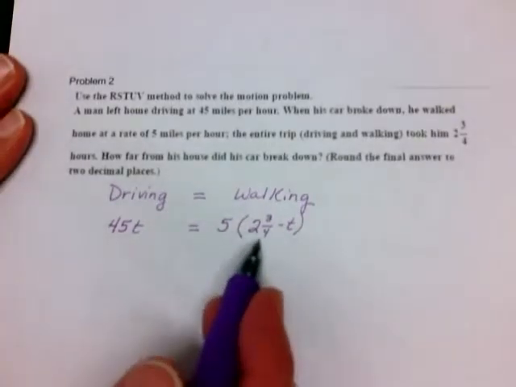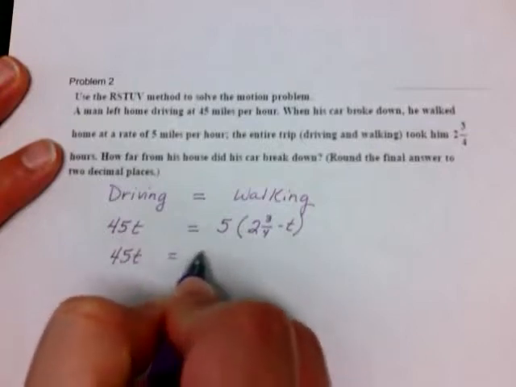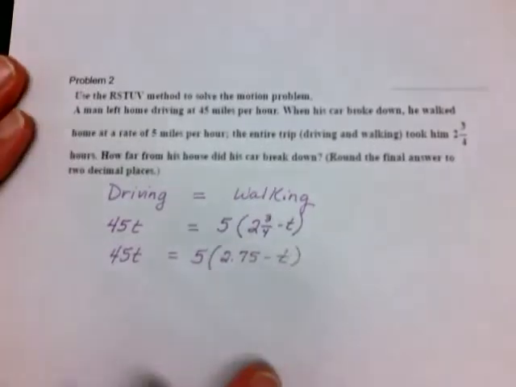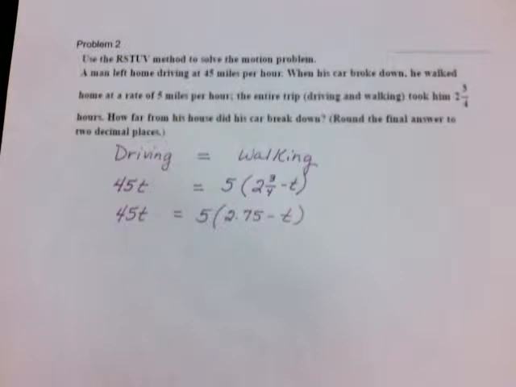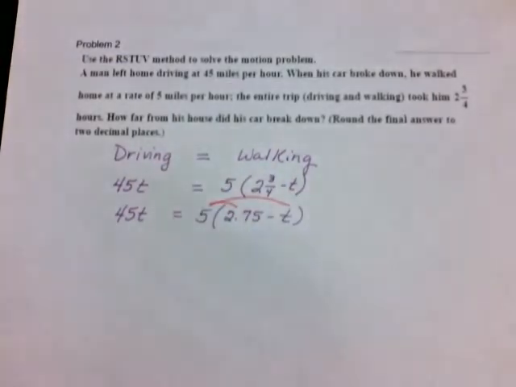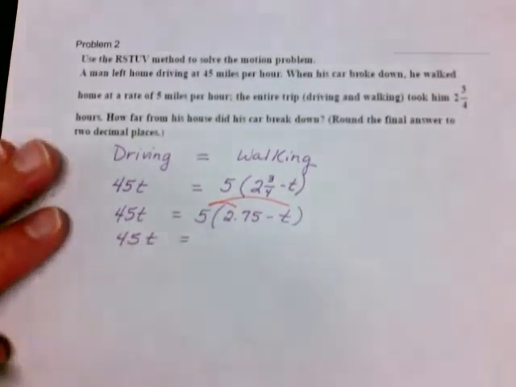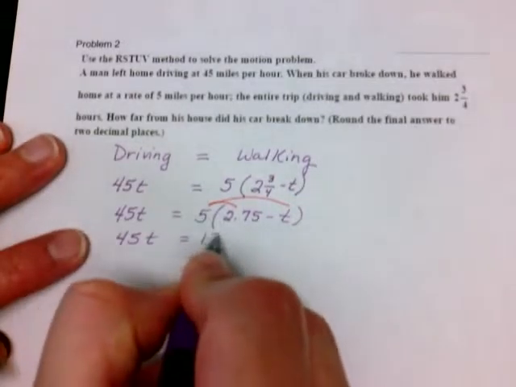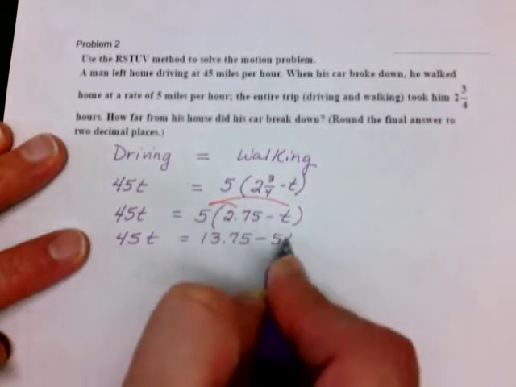Now we probably are going to choose to use that as a decimal, so I'm going to go ahead and rewrite that as 2.75. That might be a little bit easier for you. And now let's get ready to solve. We're going to distribute this 5 in front of the parentheses to both the 2.75 and the t. So I have 45t equals, and then 5 times 2.75 gives me 13.75. And then 5 times t will give me 5t.